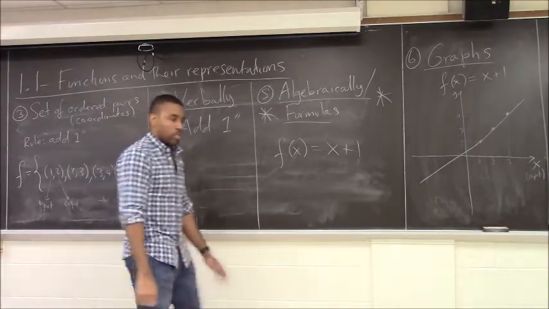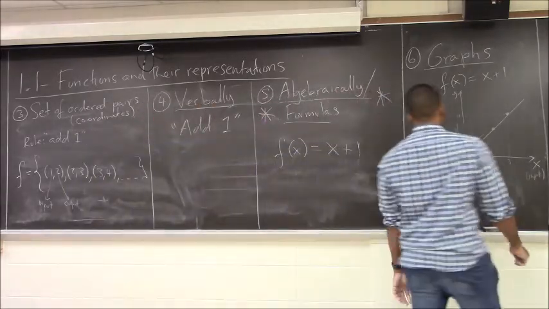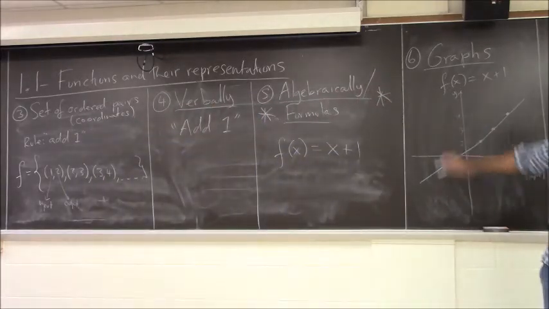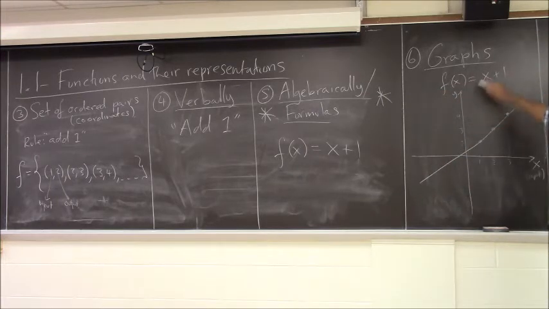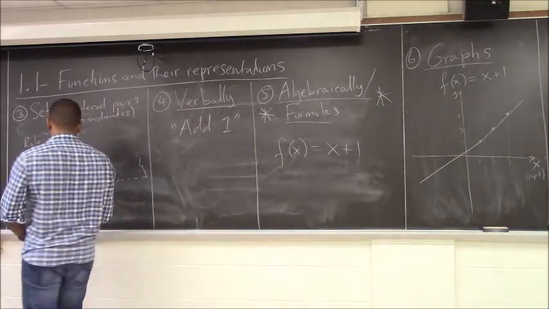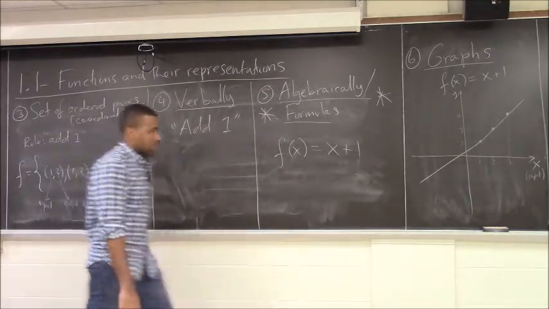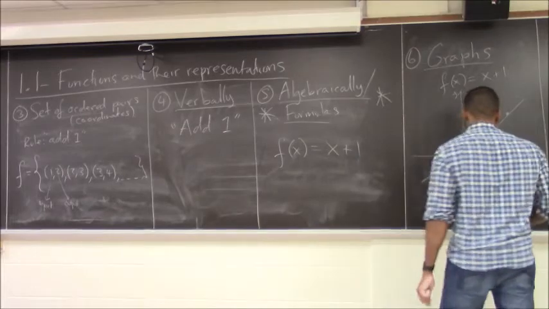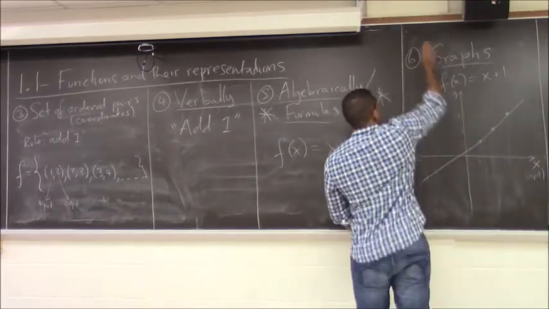How do you know a graph represents a function? It passes what we call the vertical line test, which means no matter where I draw a vertical line, it will touch the function at most one time. A circle is not a function because I can draw a vertical line that can touch it in multiple places. Right? And anything else that happens, you will get something that's not a function. Graphs also are very important.